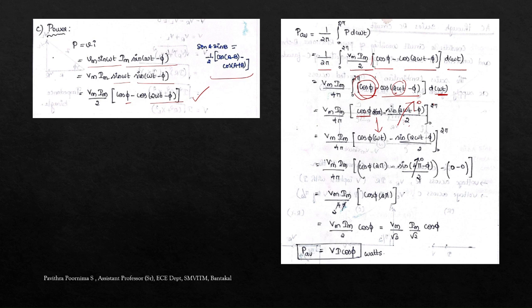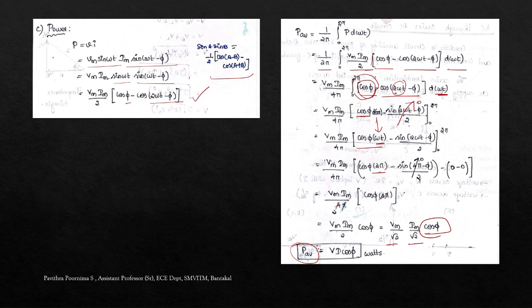So we are considering the cos phi times omega t term. In the place of omega t, we substitute the limits, so cos phi times 2 pi and cos phi times 0, which is 0. When you simplify, you will get Vm Im divided by 2 cos phi. Root 2 into root 2 is 2, so Vm by root 2 and Im by root 2 are the VRMS and IRMS values, giving VI cos phi, where cos phi is the power factor.